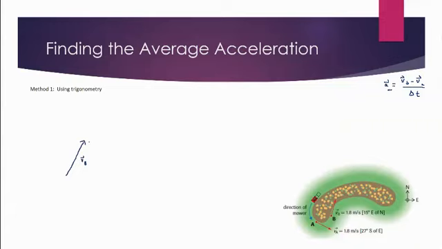Now VA goes down this way. Negative VA is going to point back up this way. And what we're left with is, I'm just going to call this delta V just to save a bit of space. That's VB minus VA. So we've drawn our vector diagram.